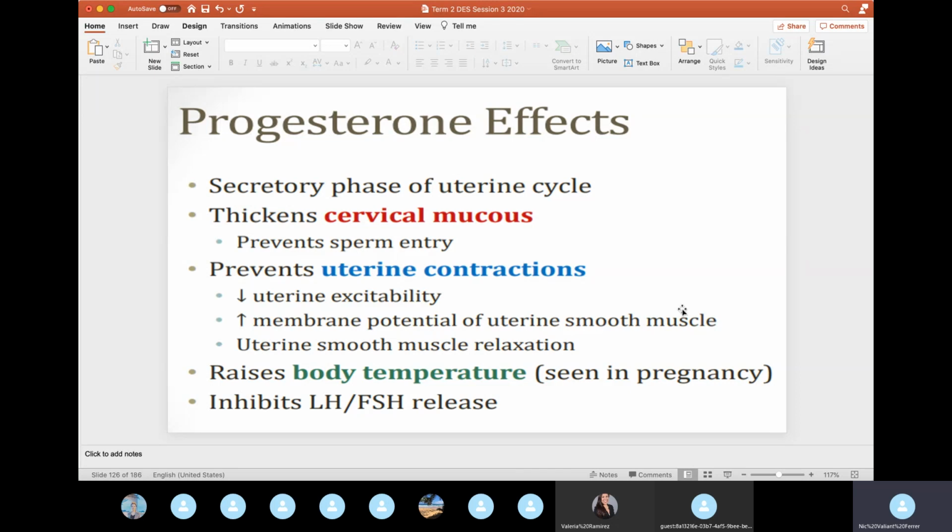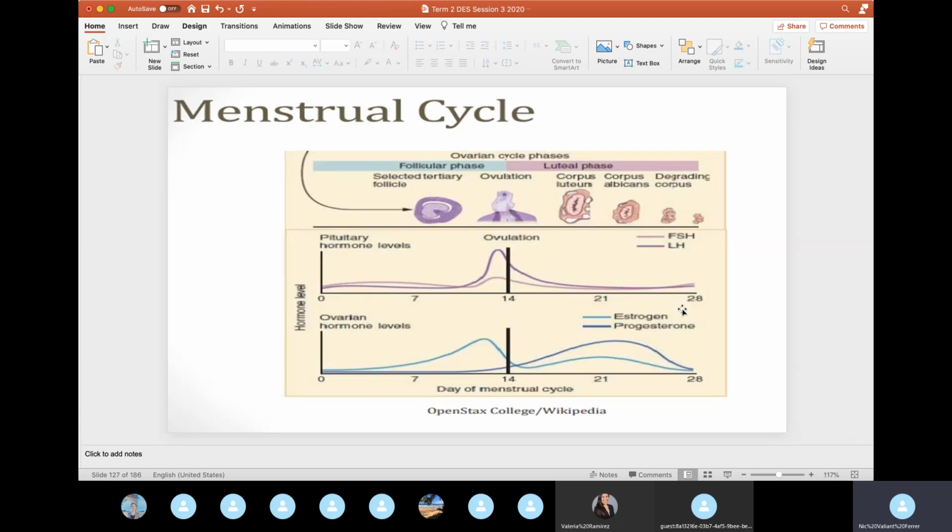It thickens the cervical mucus. It prevents uterine contractions. Remember, you need to maintain the pregnancy. It raises the body temperature. It also inhibits negative feedback mechanism. It inhibits LH and FSH release.